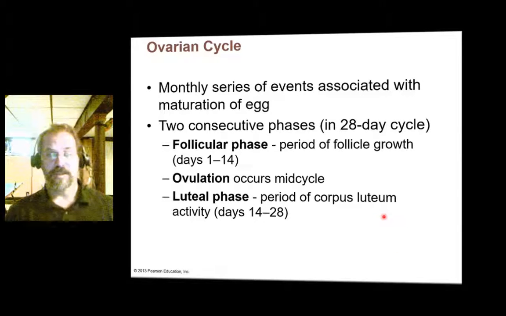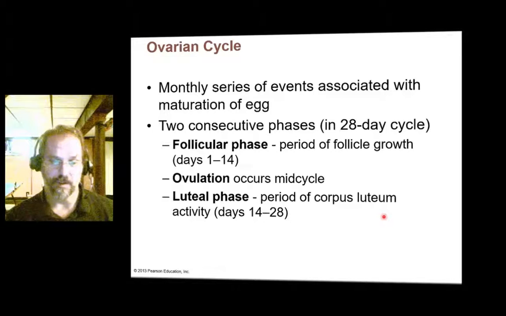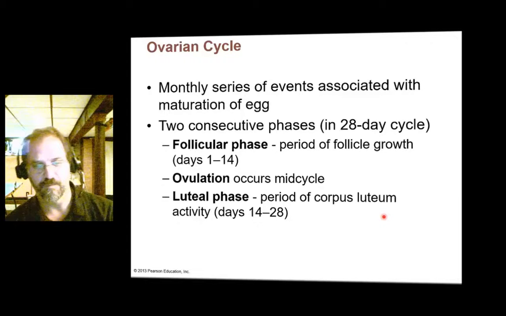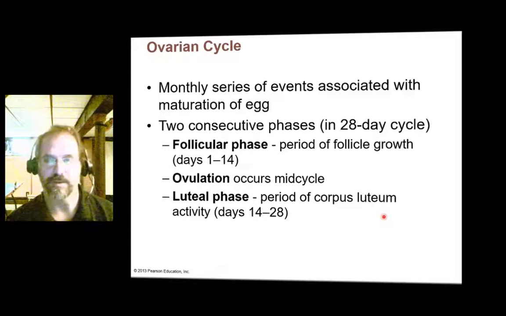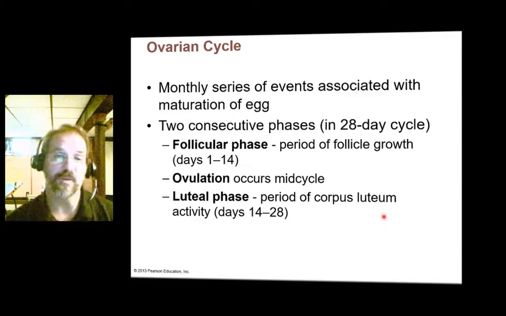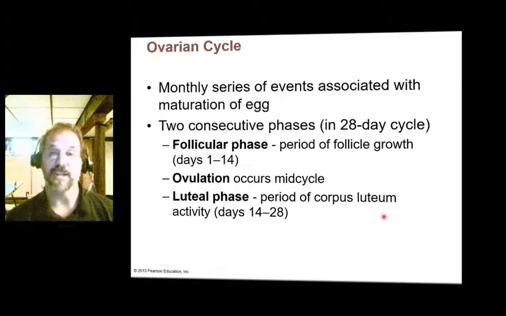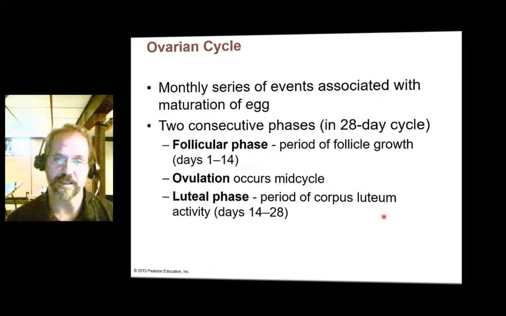The follicular phase takes roughly 14 days, so the whole female menstrual cycle is considered to be 28 days, and any female will tell you that it's not always 28 days. Sometimes it's a little bit more, sometimes a little bit less. Every woman has a slightly different cycle. But on average, we'll say 28 days. For the first 14 days, the follicle is developing. At day 14 is when we think ovulation typically occurs.